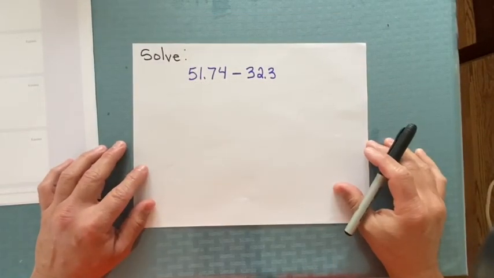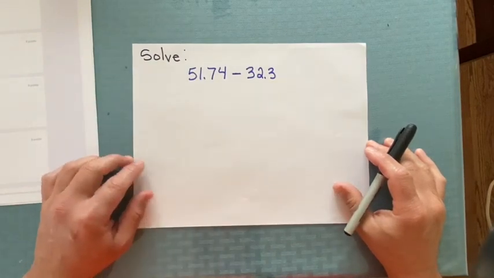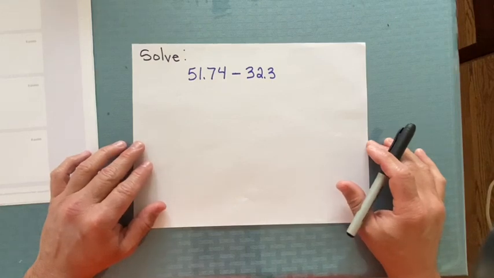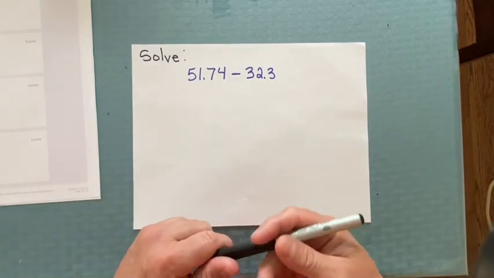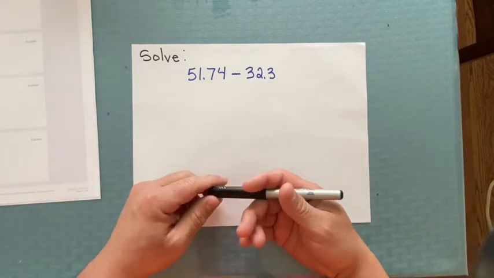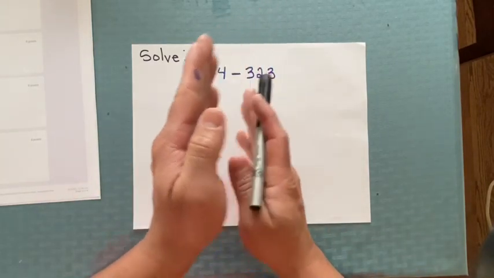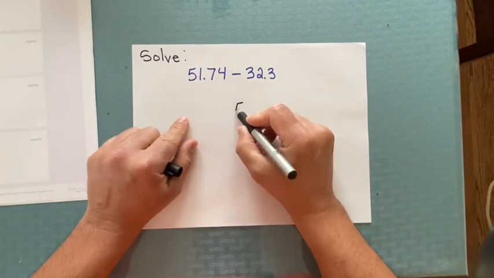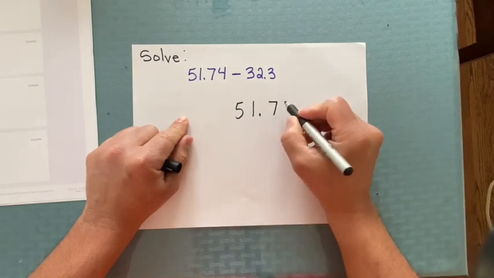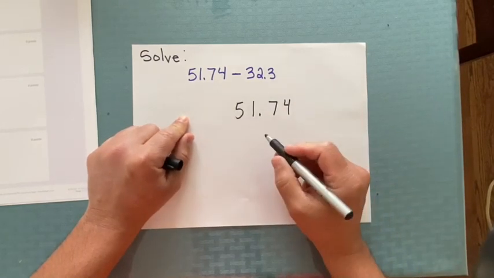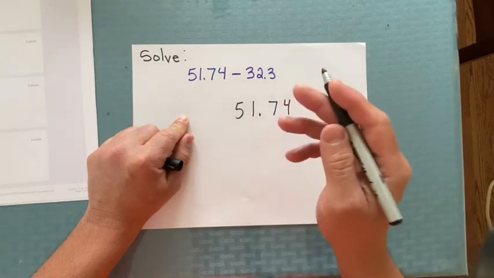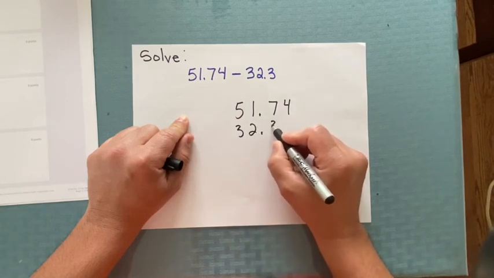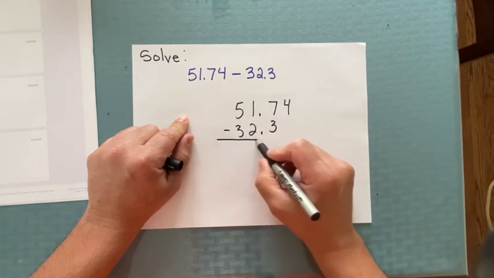Okay, so the next skill is simple subtraction of decimals. We're going to solve 51 and 74 hundredths, and we're going to subtract 32 and 3/10 from that. Now, I touched upon this earlier, and I told you that when we add or subtract decimals, we want to make sure our decimals are lined up one on top of the other. Okay, so we're going to start off with this number. We're going to put 51 and 74 hundredths. And underneath of that, I'm going to put 32 and 3/10, making sure my decimal is in the right spot. And you can put your subtraction sign.